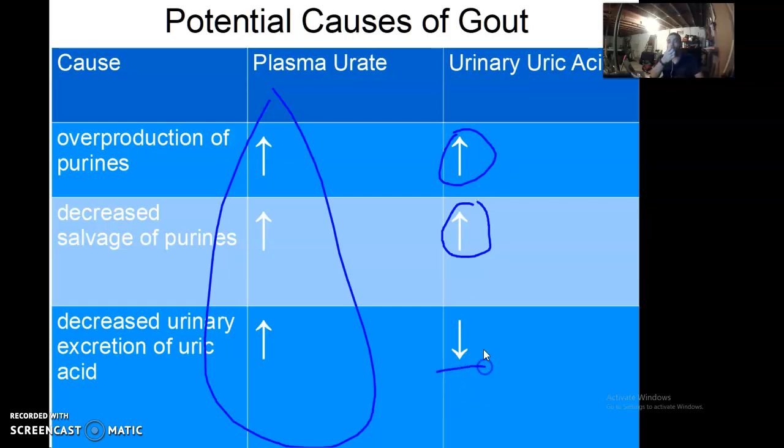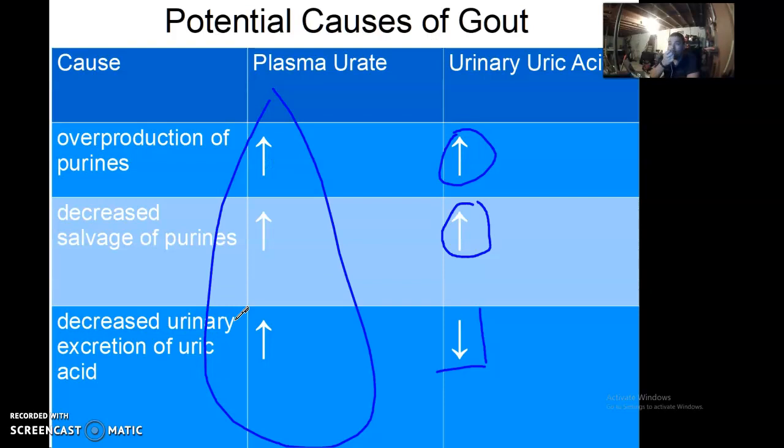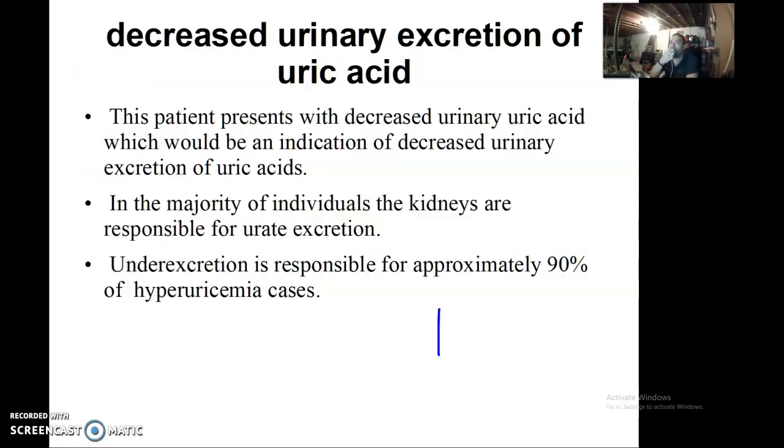Now, if we have an issue with our kidneys not putting it out, then we're going to have a decreased urinary uric acid. If we can't push it out, it's going to be down in the urine. So obviously, decreased urinary excretion of uric acid is the most likely culprit in our patient with gout here. Also, it should be noted that under-excretion of urate is responsible for 90% of hyperuricemia cases. It's the most common. Again, the kidneys are just unable to keep up with the amount of urate being created, and the urate backs up.